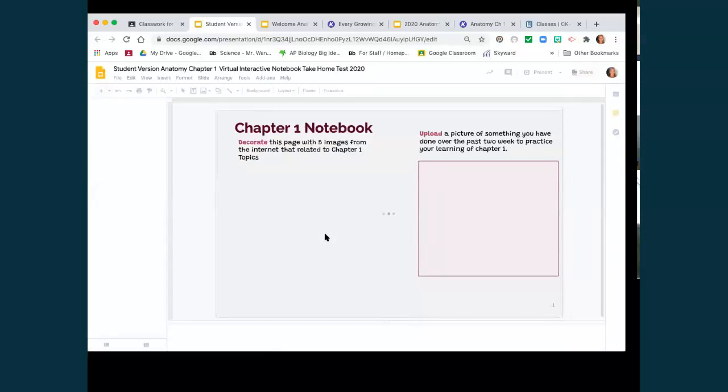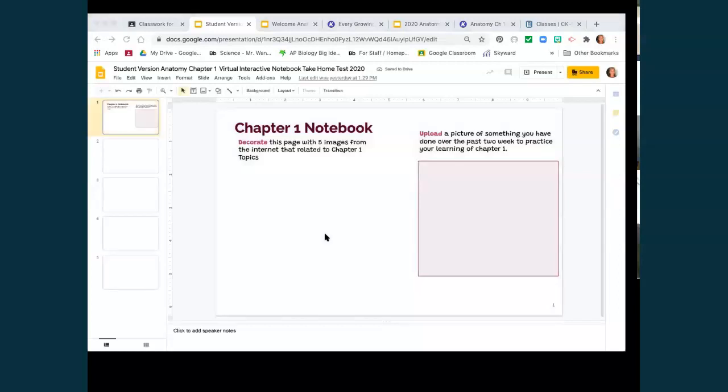So this is, I didn't do notebooks. Those of you who have had me in the past, we did notebooks all along. So I'm basically having you create your notebook for your test. So just search the internet.